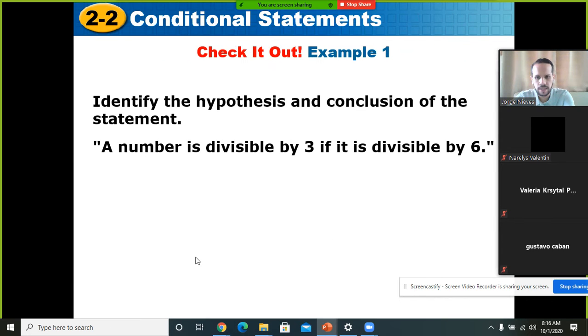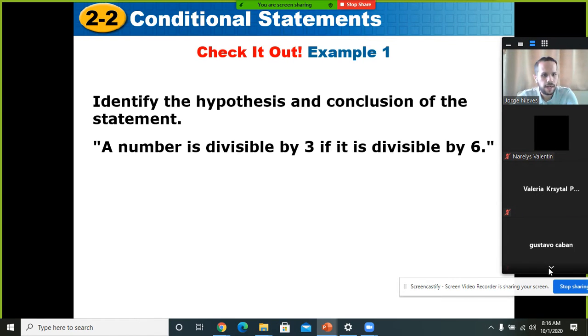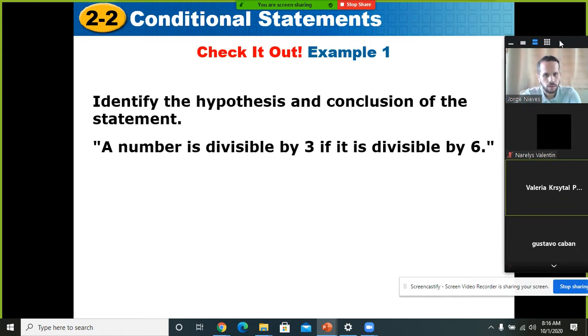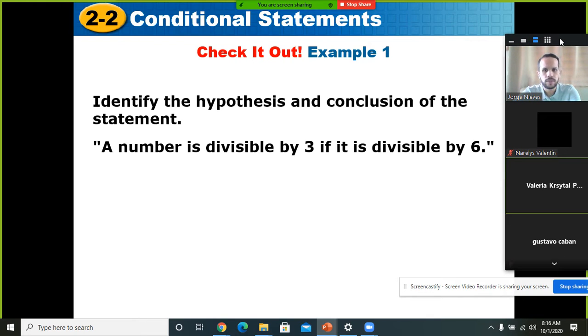So this is basically how we work with identifying hypothesis and conclusion. Okay, so let's see this other example. Valeria, can you read it? Valeria Pagan. Okay, Valeria, can you say what is the hypothesis? ¿Verdad? ¿Cuál tú crees que es la hipótesis de ese conditional statement?